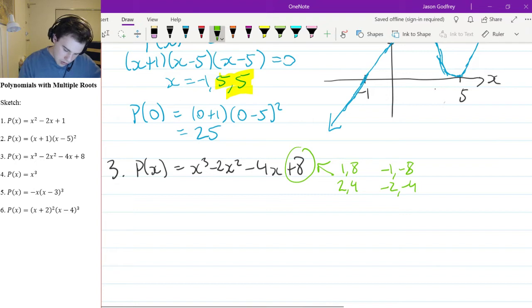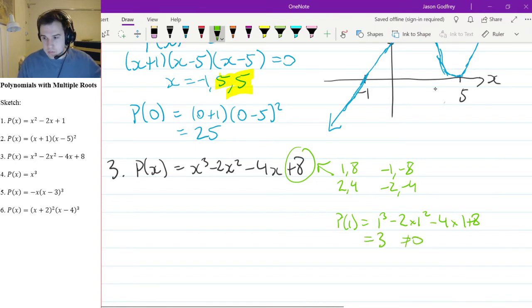So we'll do a bit of trial and error. Probably 1's a good place to start. P of 1 is 1 cubed minus 2 times 1 squared minus 4 times 1 plus 8. So that's 1 minus 2, minus 4 is negative 5, plus 8 is 3, so that's not 0. So if we're trying to use factor theorem, that means x minus 1 won't be a factor.